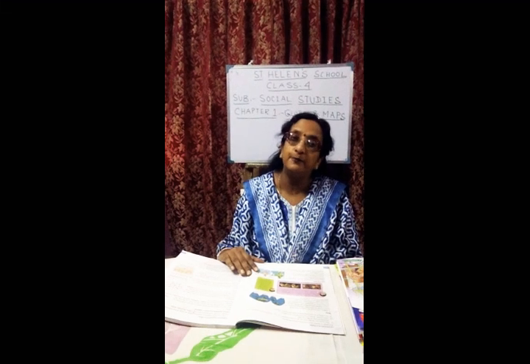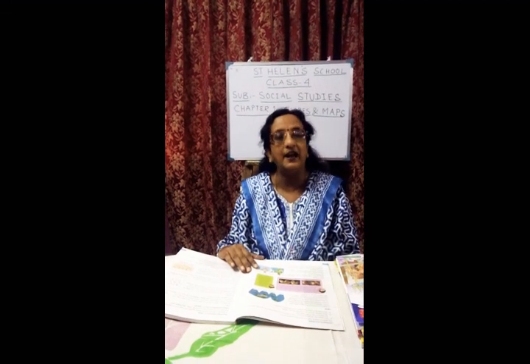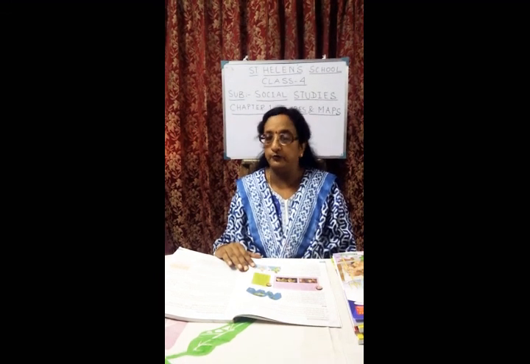Now we are going to read the political map. The political map shows countries, states, capitals, cities, important towns, and national and international boundaries. When we read about the political map, we come to know about the countries, the states and capitals, all about those things.